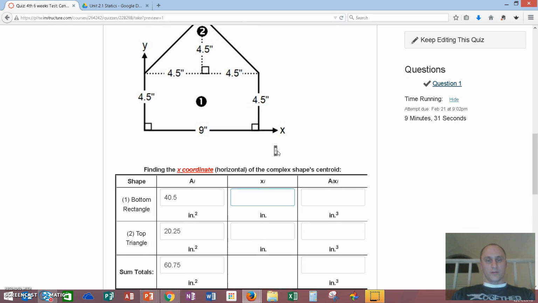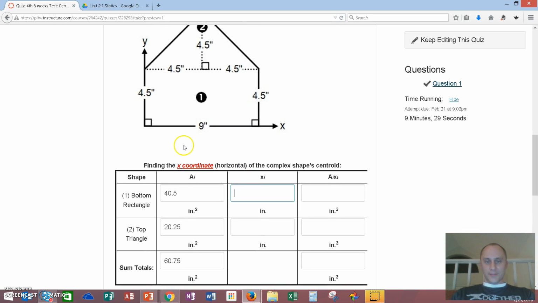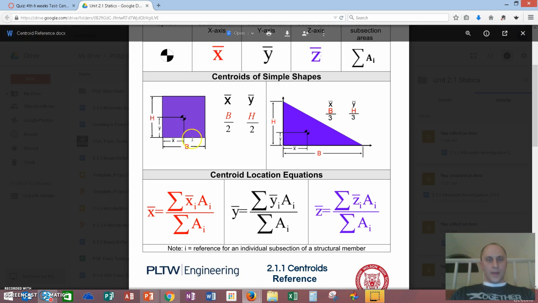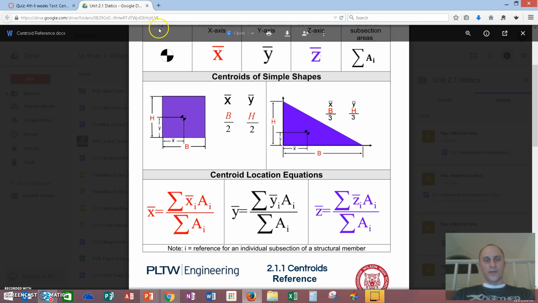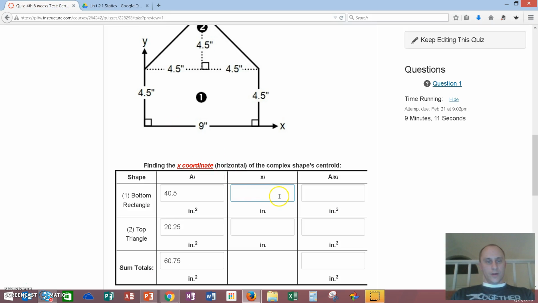Now here's where we have to do a little more thinking. Look at the x-axis, and let's start with a rectangle. We know a rectangle or a square has its centroid at the very geometric center. So all we have to do is divide, for the x-axis, the base divided by 2. And we can do the same thing with the height. So the x location, 9 divided by 2, is 4.5.